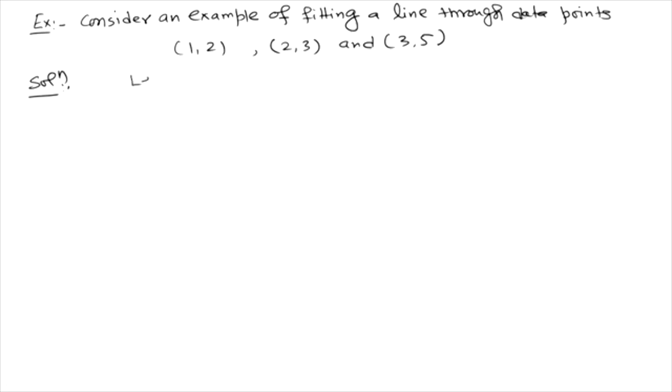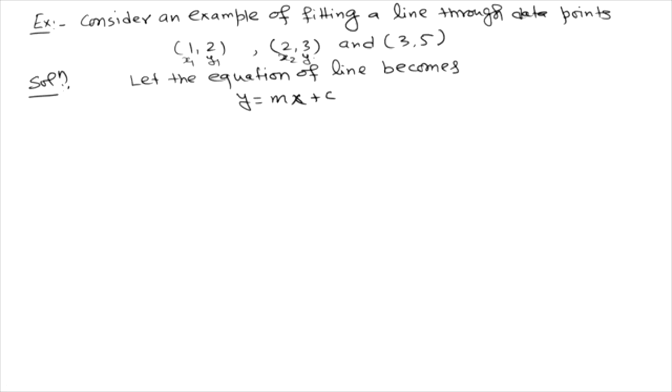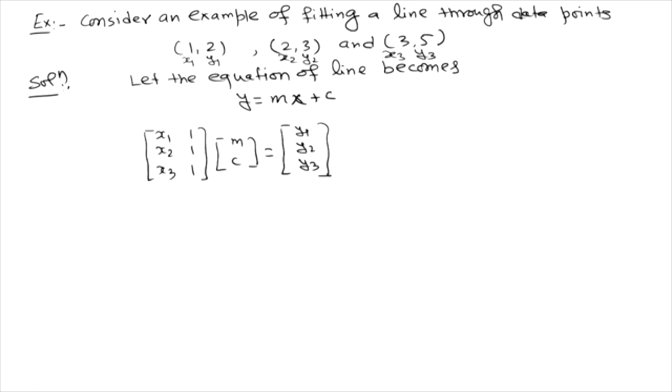So, here let the equation of the line be y equals mx plus c. Here I am having x 1 y 1, x 2 y 2, x 3 y 3. Now in matrix form I can write it as x 1 1, x 2 1, x 3 1 multiplied with m c equals y 1 y 2 y 3. Please note that in each case the coefficient of c will be 1.